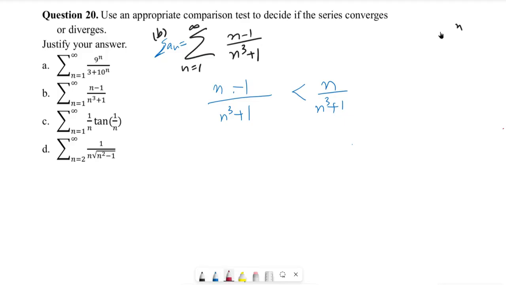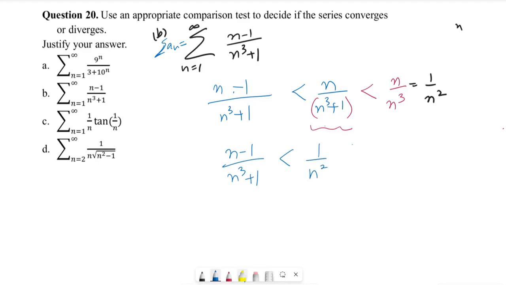Now, in the second one here, the denominator is n cubed plus 1. But what if the denominator was n cubed? If you divide by a smaller number, this thing should be larger than the one with n cubed plus 1. And n over n cubed is equal to 1 over n squared. So we are claiming that (n minus 1)/(n cubed plus 1), which is the given series, is smaller than 1 over n squared.